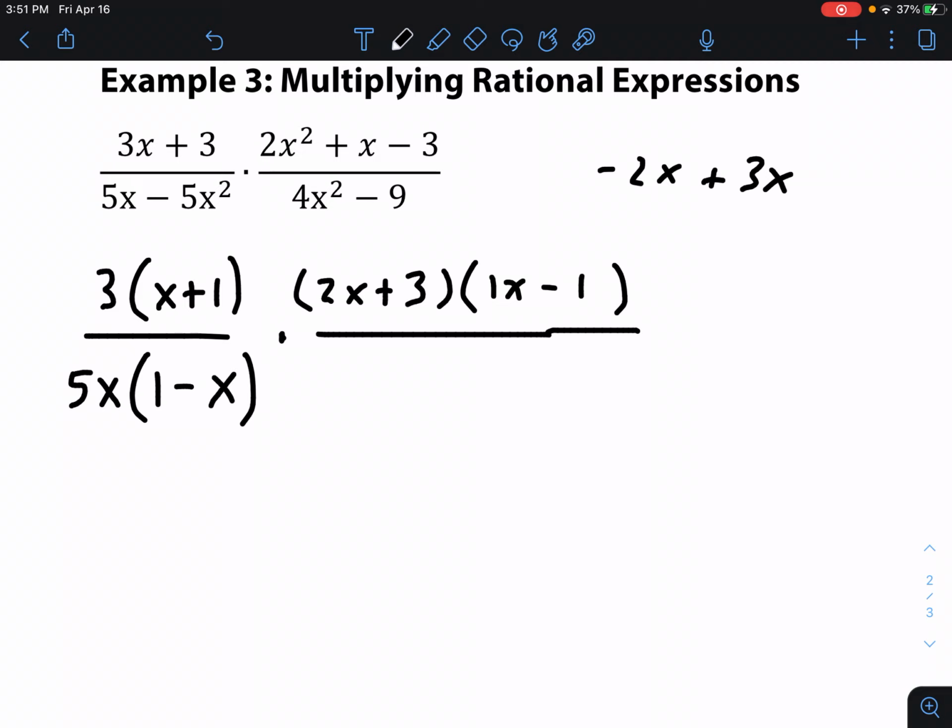And then this is another good one, because look at this thing right here. I'm going to bet that that's going to show up in the bottom here. So if we just write a 2x plus 3, it's the difference of squares. 4x squared is a perfect square. 9 is a perfect square. There's subtraction. So it's 2x plus 3 times 2x minus 3.